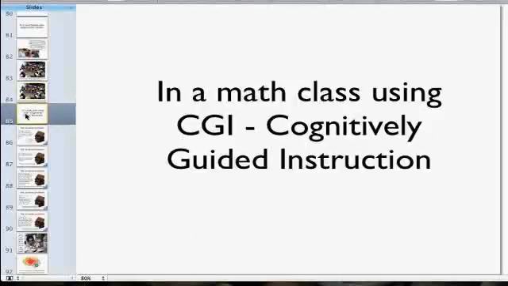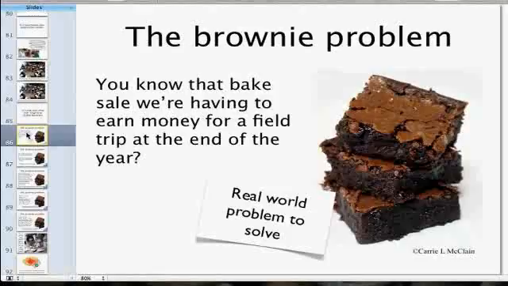So a sample for math class using CGI. Some of you might know about this. It stands for Cognitively Guided Instruction, and it comes out of the University of Wisconsin-Madison, and it does just that. It helps children move through the thinking in various different kinds of ways. This might be, if I link it to our addition problem from a few minutes ago, a question. So this is one way. This is the famous brownie problem. Brownies are inherently real world to most kids, lots of kids.